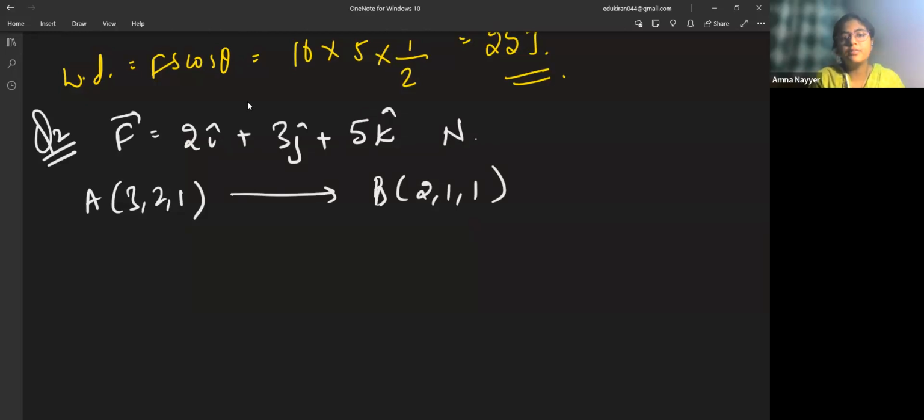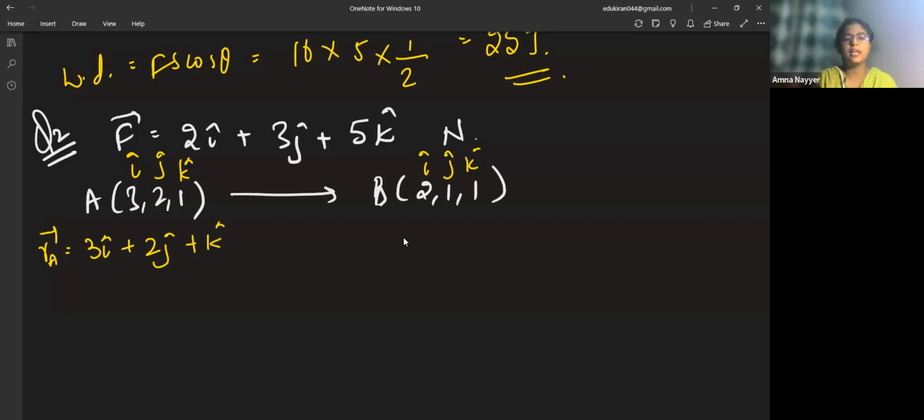Force is equal to 2 i cap plus 3 j cap plus 5 k cap. I have not written the complete question. It means the initial point is this and the final point's coordinates are this, in terms of i cap, j cap, k cap. If coordinates are mentioned, you have to write the position vector equation yourself. That is 3 i cap plus 2 j cap plus 1 k cap.